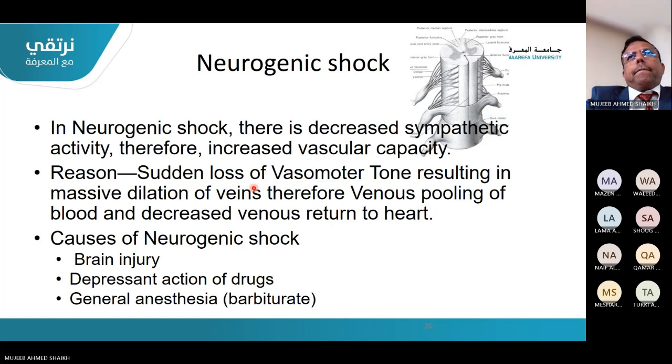Yes, lactic acid plus thromboembolic phenomena.